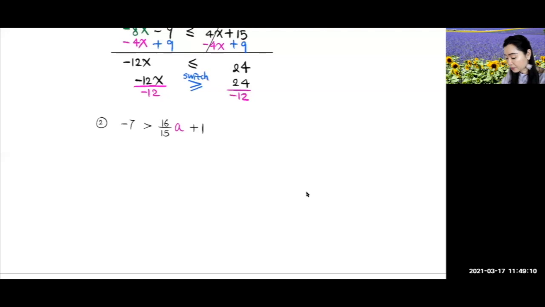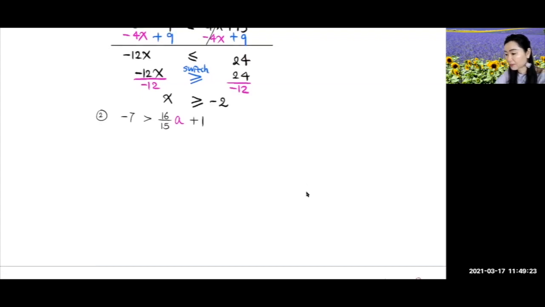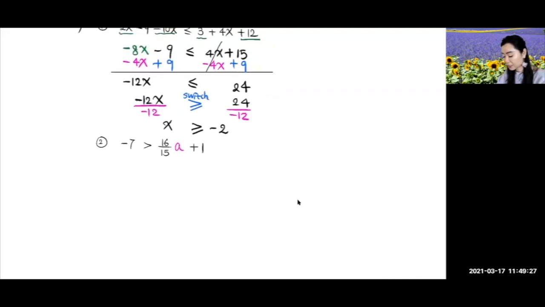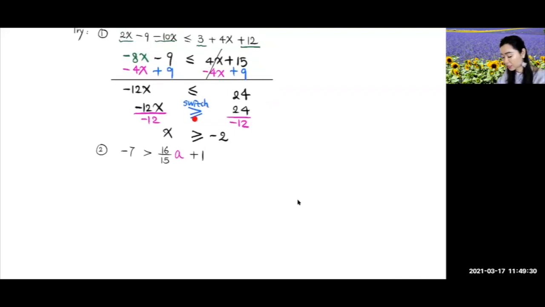Now the next step, you would just rewrite this. So this is x, greater than or equal to, and this is negative 2. So x is greater than or equal to negative 2. Do you guys get it? Just pay attention to make sure to switch your inequality sign at the step that you divide both sides by the same negative quantity.